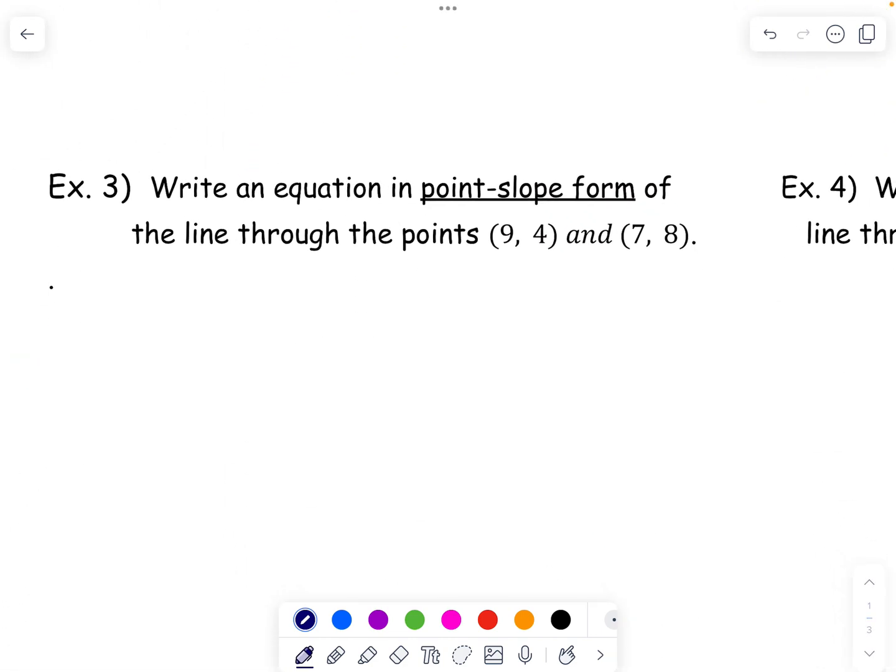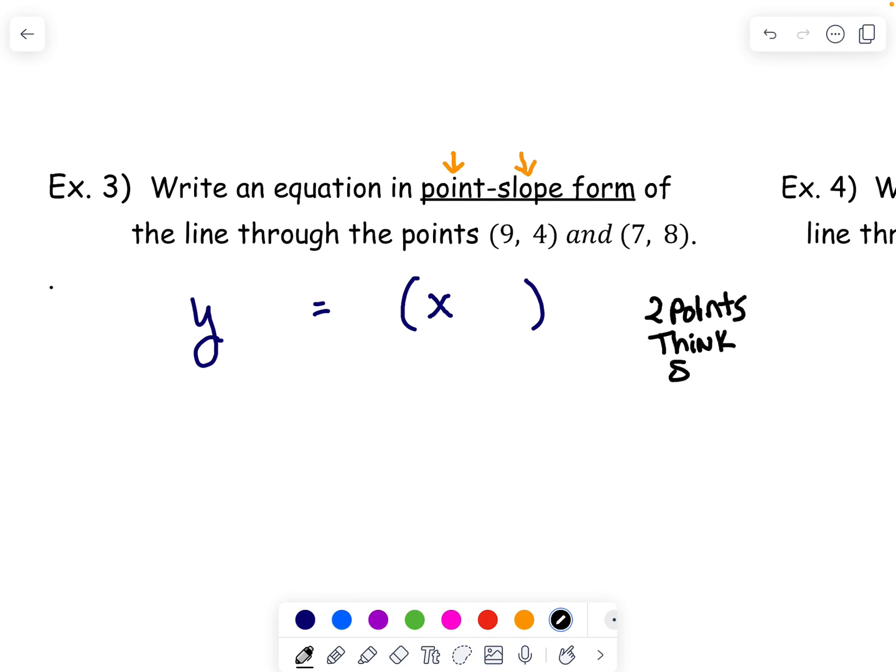All right, next one. Write an equation in point-slope form. Well, it says it right there. I need the point and I need a slope. So I need to start my point-slope form, y, and then my m, and then my x. So I have 2 points. And whenever we have 2 points, we need to think slope. Whenever I have 2 points, I need to think slope, because that's what I do when I have 2 points, is find the slope.